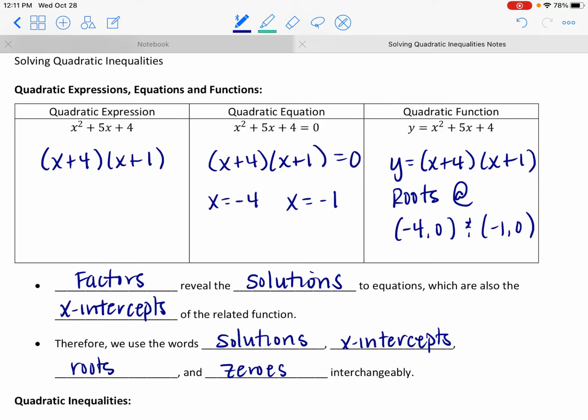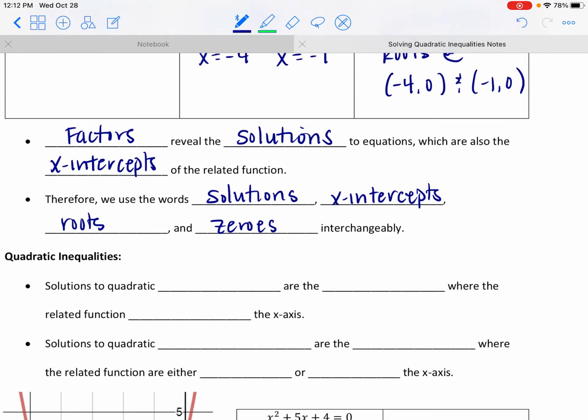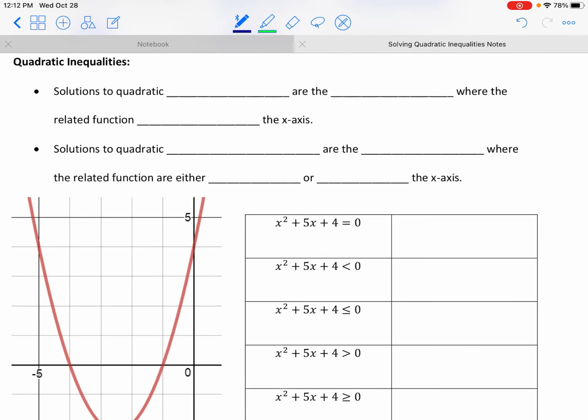And now let's look at an inequality form of our quadratic. Inequality meaning we're going to have a greater than or a less than or greater than or equal to or less than or equal to instead of the equal sign. Okay? So solutions to quadratic equations, what we just said, the solutions to the quadratic equations are the exact values of x where the related function intercepts the x-axis.